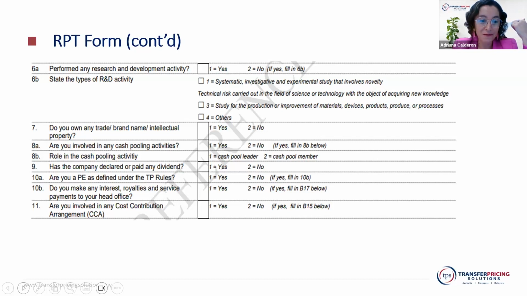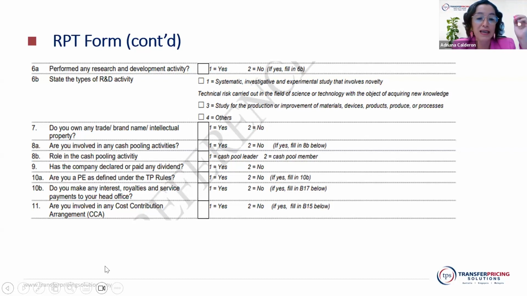Question 10A, again, are you a permanent establishment as defined under transfer pricing rules? Which is a bit of a strange one because one would think that the permanent establishment definition will have to be defined first under tax rules than TP rules, but nevertheless, we will have to answer this question. Then question 10B, do you make any interest, royalties, and services payments to head office? So any expenses associated with interest, royalties, and services payments? Then the answer is yes or no.